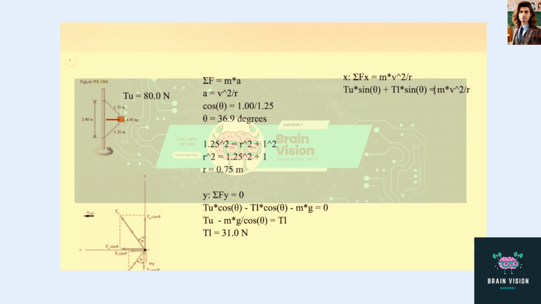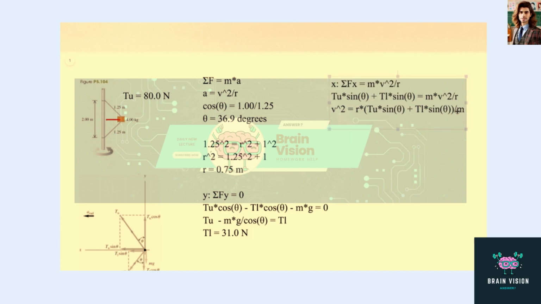But let's just rearrange this so that we have this explicitly written out here. We want to solve for v squared, so that means we're going to need to multiply both sides by r, and then divide both sides by m. That's how we're going to end up with v squared on its own on the left side. Remember, to solve for the actual velocity, all we're going to need to do is take the square root of both sides. So I'll just try to drop that here.